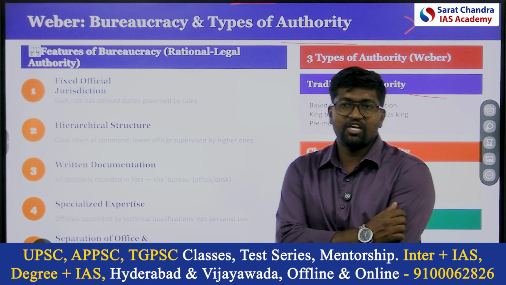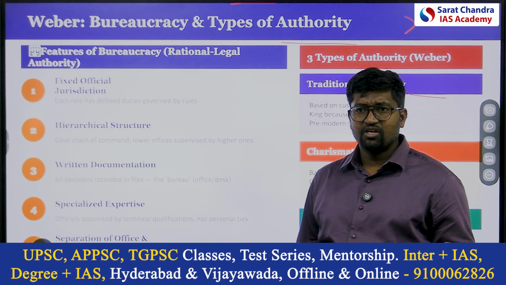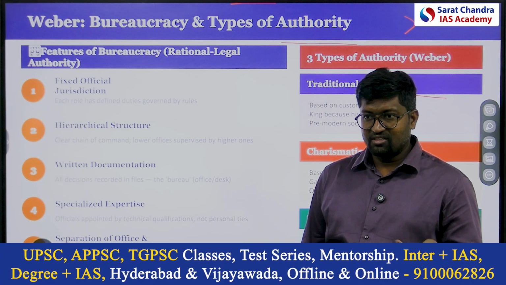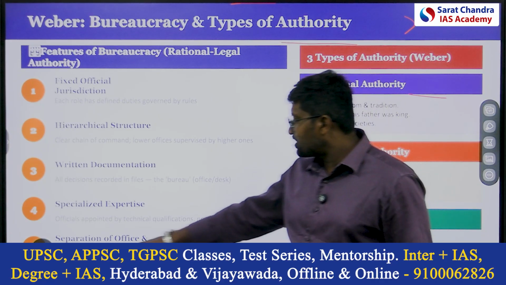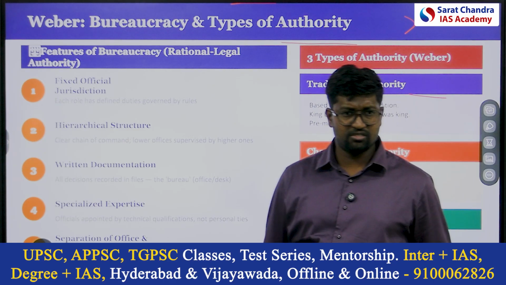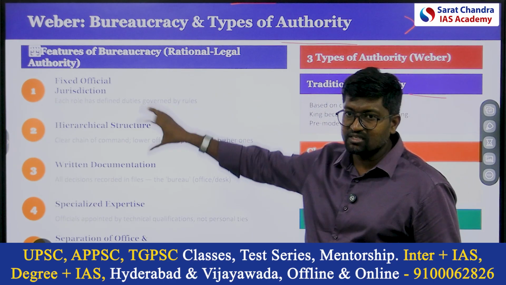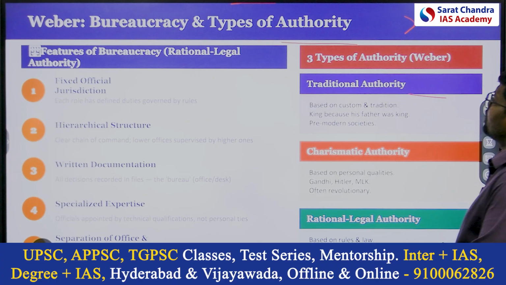Specialized expertise. In bureaucracy there will be specialists, there will be engineers, there will be doctors. Engineer is nothing but a specialist. And next, separation of office and person. There will be separation of powers in bureaucracy. So these are the ideal type of bureaucracy. Okay. Next, types of authority.